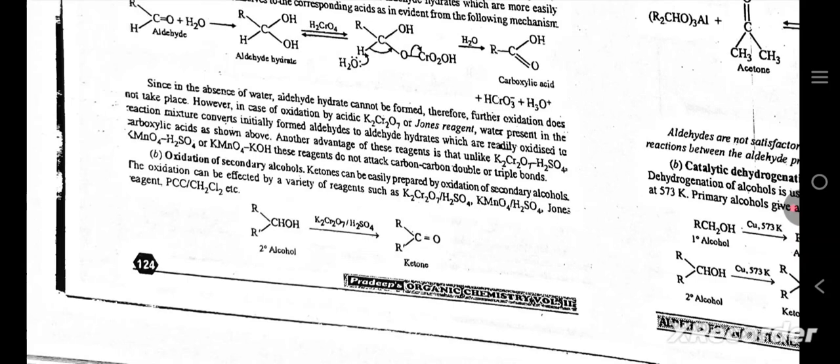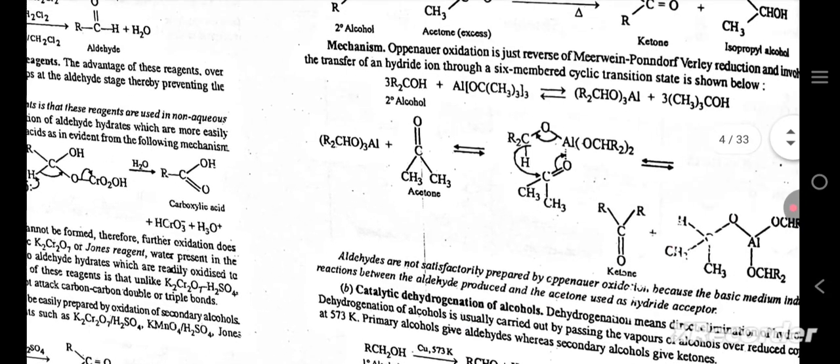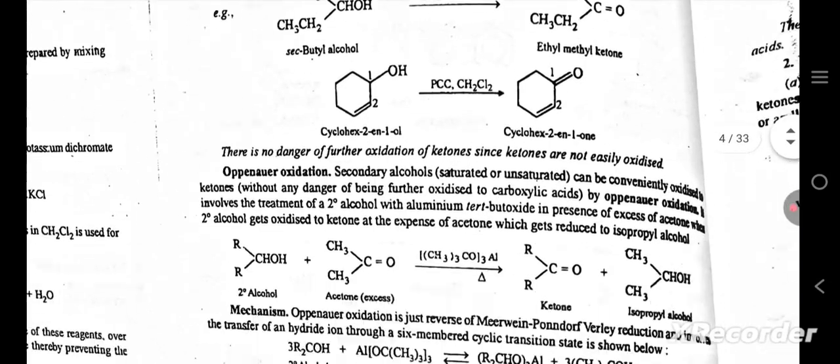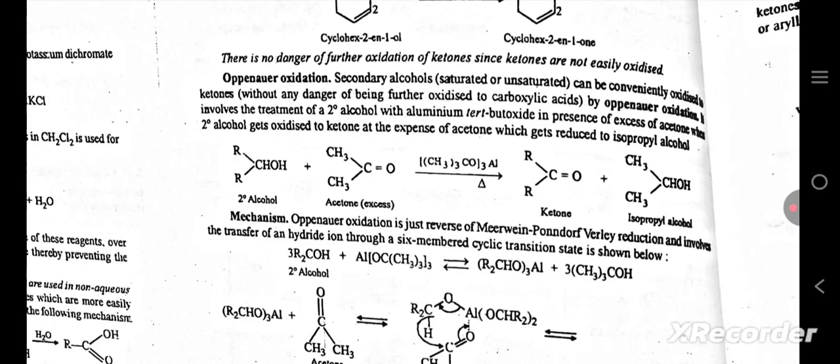Oxidation of secondary alcohols. Ketones can be easily prepared by oxidation of secondary alcohols. The oxidation can be effected by a variety of reagents such as K2Cr2O7/H2SO4, KMnO4/H2SO4, Jones reagent, PCC, CH2Cl2. There is no danger of further oxidation of ketones since ketones are not easily oxidized.